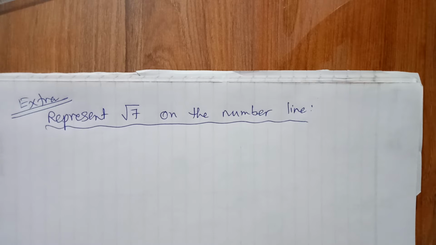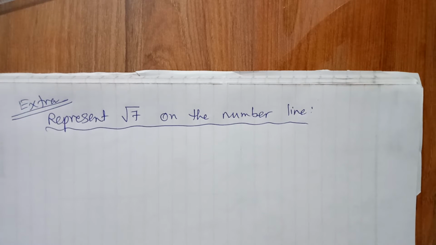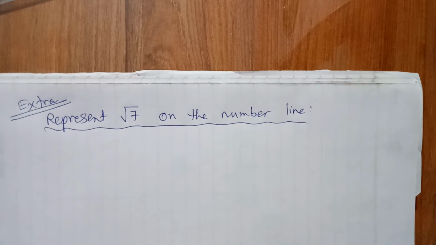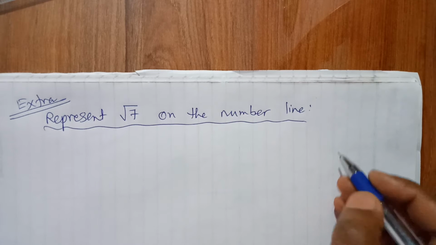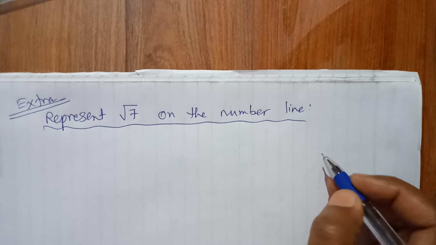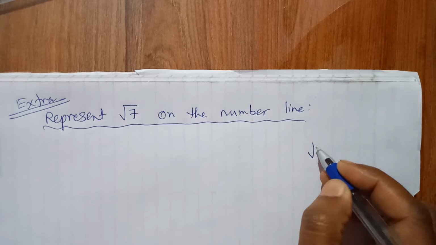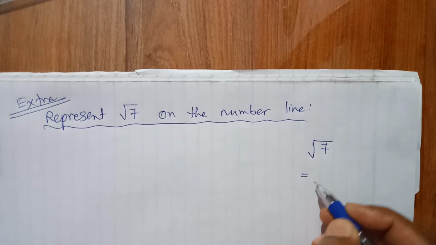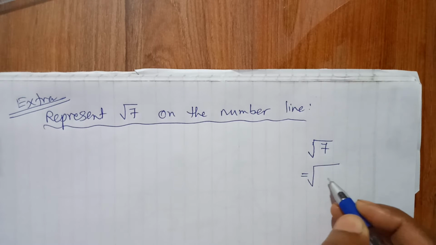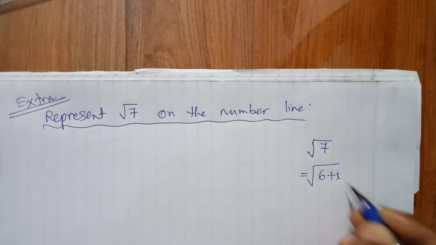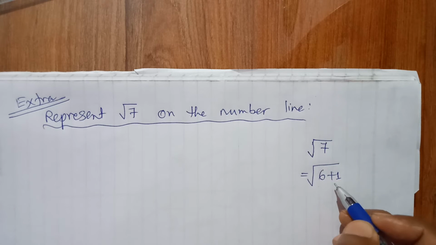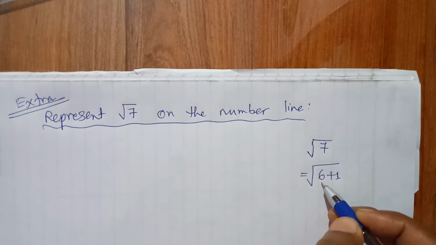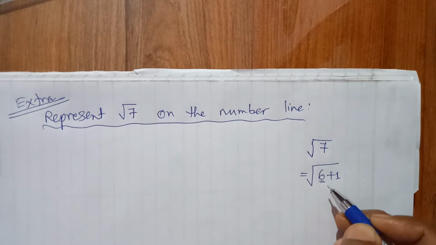Now next I will give one more example. The extra question is root over 7. So how to represent this on the number line? Now, as earlier I told you, the number under the root should be broken as something plus 1. So this is root over 7. We have to break this number as something plus 1. That means 6 plus 1. And after breaking, you must check the larger number must be a perfect square. But here 6 is not a perfect square. So we cannot do it directly on the number line.